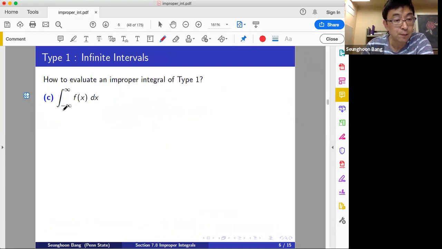Integral from minus infinity to infinity of f of x dx. How can you calculate it? Always split it into two improper integrals: the integral from negative infinity to a of f of x dx plus the integral from a to infinity of f of x dx. Only split into two intervals.